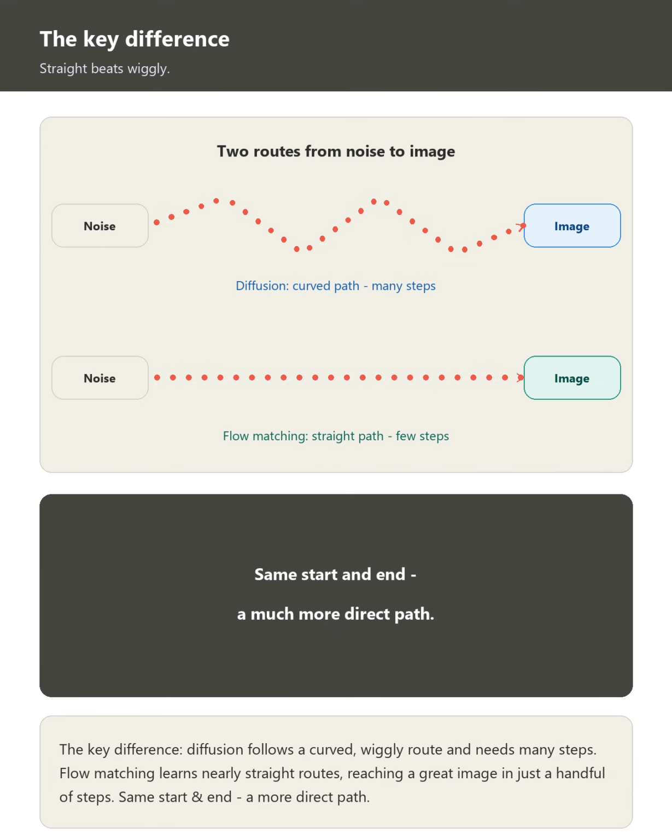So here's the key difference. Diffusion follows a curved, wiggly route from noise to image and needs many steps. Flow matching learns nearly straight routes, so it can reach a great image in just a handful of steps. Same start and end, a much more direct path.